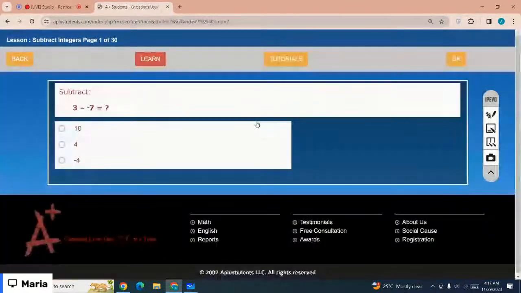Okay, 3 minus -7, right? Subtracting a negative number is same as adding, which is the correct option. 3 is positive and you are subtracting a negative number. 7 is negative. Keep this line in your mind. Subtracting a negative number is same as adding.